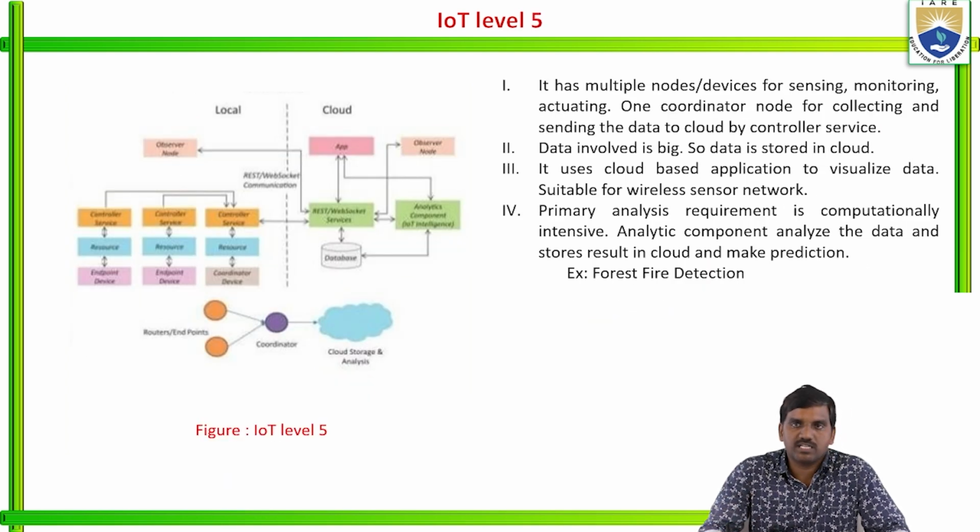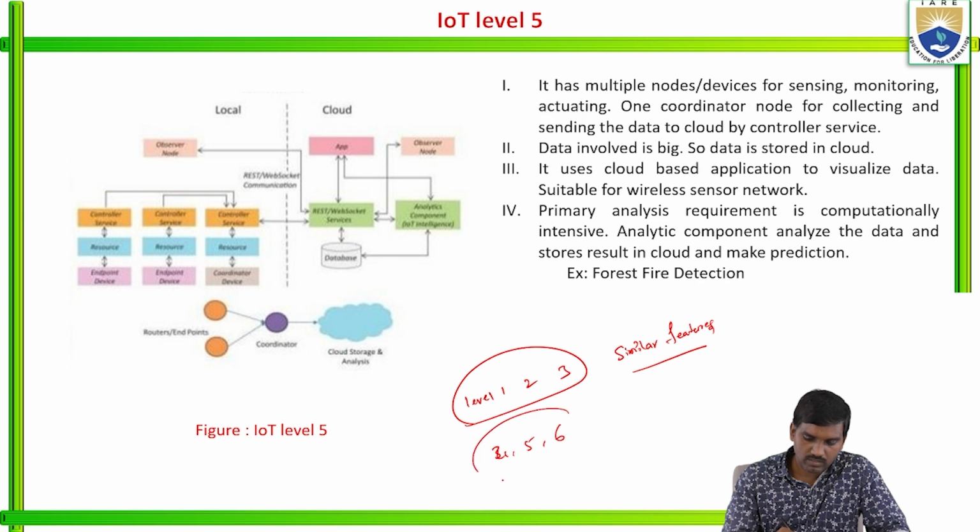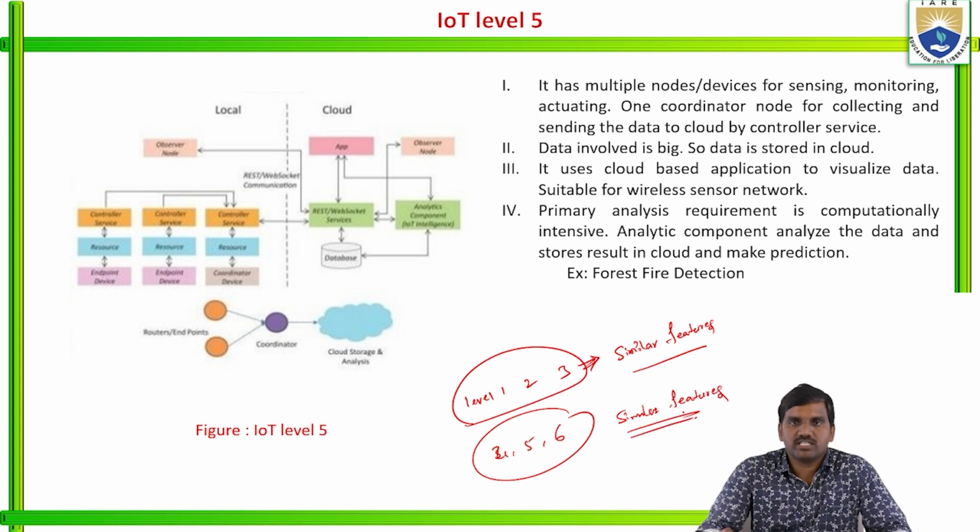Next one, level 5. It has multiple nodes. Levels 1, 2, 3 have similar features, and levels 4, 5, 6 have similar features. It has multiple nodes and devices for sensing, actuating, monitoring, and one coordinator node for collecting and sending data to the cloud by the control service.